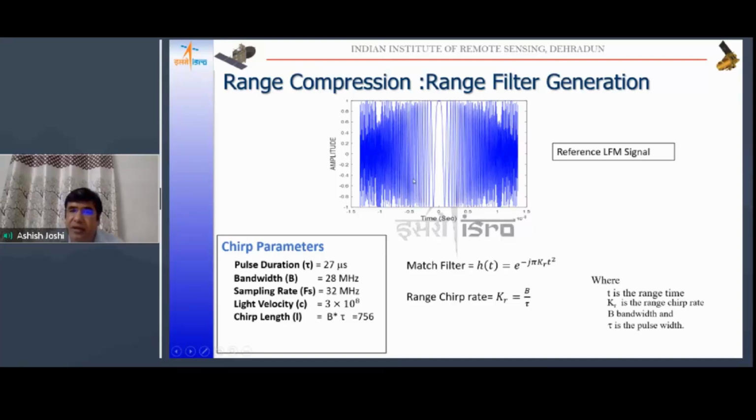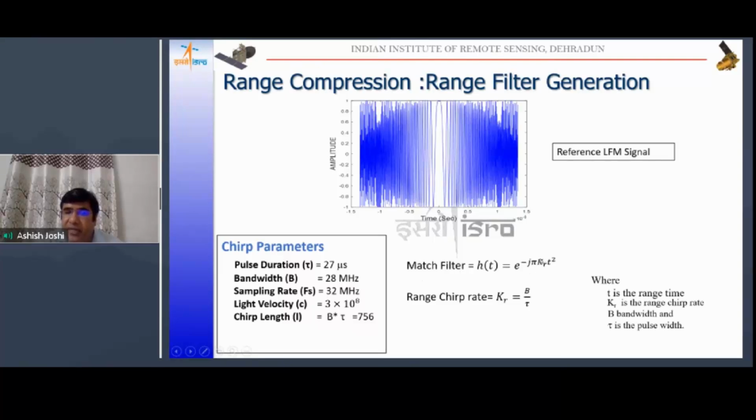The SAR parameters are already given with the SAR data. We know the pulse duration, bandwidth, sampling rate, light velocity, and chirp length. The pulse duration is 27 microseconds, the bandwidth is 28 megahertz and 32 megahertz, and the light velocity is this one. How many samples are in the range direction, meaning the chirp length, is given by B into tau, bandwidth into tau, which is 756. So this is called the match filter.